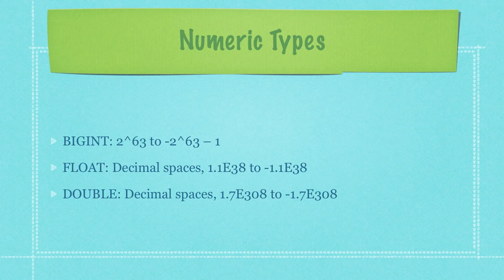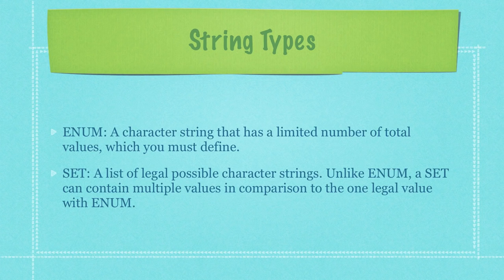Floats, which is what you're going to use with decimals, as well as doubles. Then you have your string types. You're going to have enumerated types, which is just like you saw there. Whenever you know that you're going to have a limited number of possible values, like male or female, enumerated type works well. And then you have sets, which I'm actually going to skip over in this part of the tutorial, which is just going to be a list of legal possible character strings.